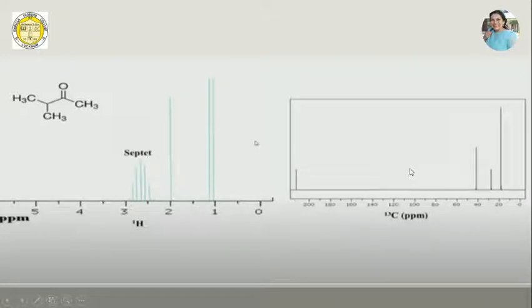If I look at the C13 NMR, it is showing me 4 peaks. Of course, the C double bond O is also giving me a peak beyond 200. And the other 3 peaks are for the 3 kinds of carbons which I have. That means this carbon is one type, this is the second type, and this one is the third type. But looking at 1D spectra, I cannot find out which hydrogens are correlating to which carbons. That means which hydrogens here are attached to which carbons, which we can see on C13.